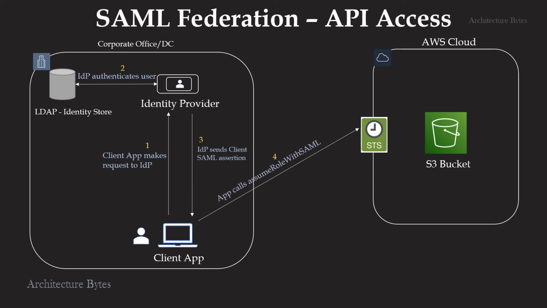Step 4. Client app calls assume role with SAML function on AWS STS service. Step 5. STS verifies the SAML assertion and returns a STS token. Step 6. Client app accesses S3 bucket successfully.